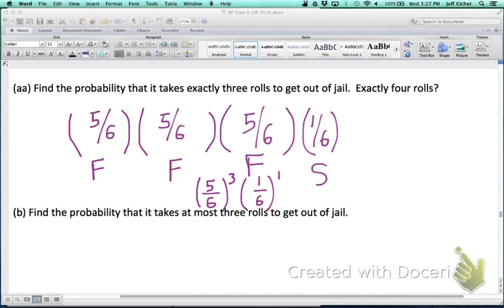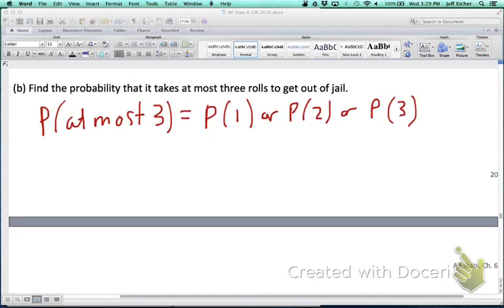How about you pause this video and see if you could answer question B, find the probability that it takes at most 3 rolls to get out of jail. At most 3 rolls. I don't know about you, but I like to write words out sometimes. I know we typically don't like words in math class, but probability of at most 3 is the same as 1 or 2 or 3 rolls.